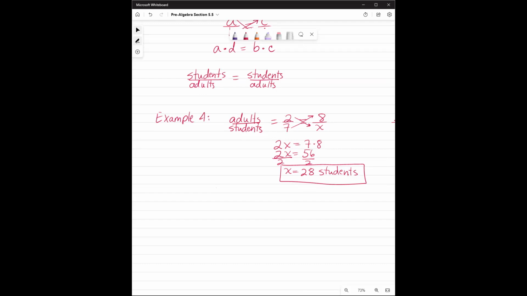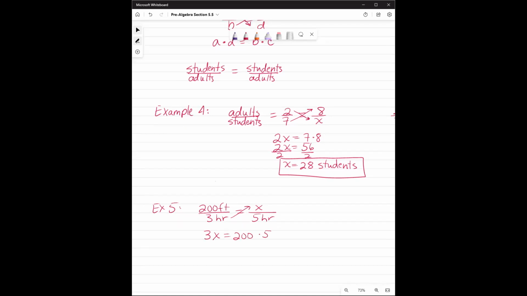And so think of how we drive. It's always miles per hour. So I'm going to write this as feet per hour. So our example 5, we have his rate of 200 feet in 3 hours. And I want to know how much he'll paint in 5 hours. Okay, so again, we have 3x equals 200 times 5. So 3x equals 1,000.